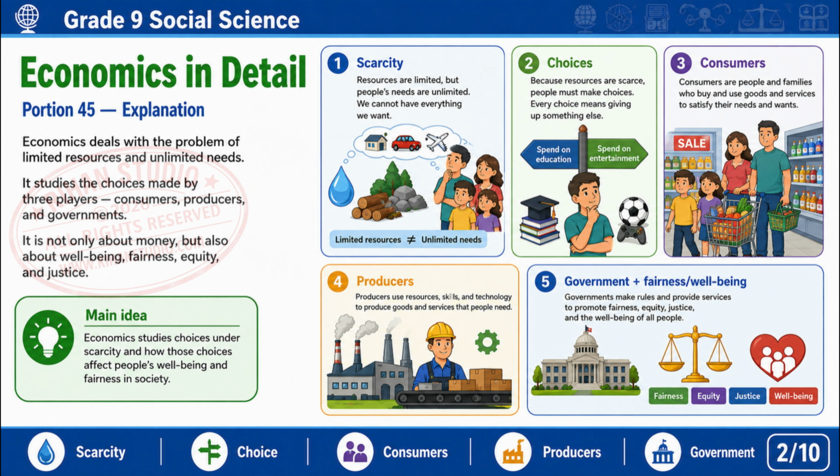Explanation. The core problem of economics is limited resources, unlimited needs. It studies the choices made by 3 players: consumers, producers, and governments, and isn't only about money, but also about fairness and well-being.